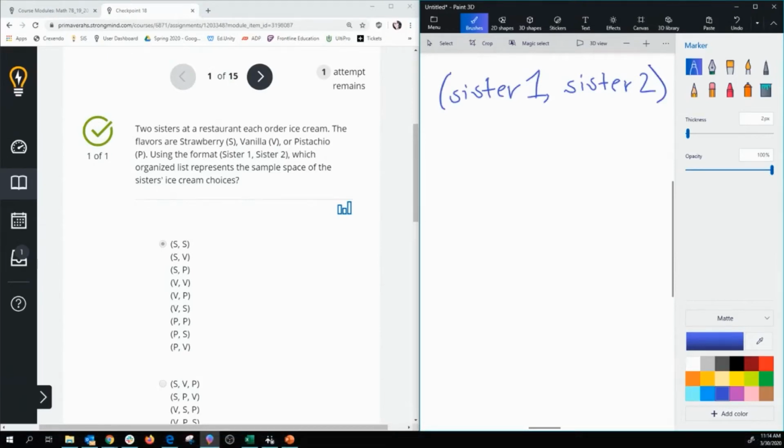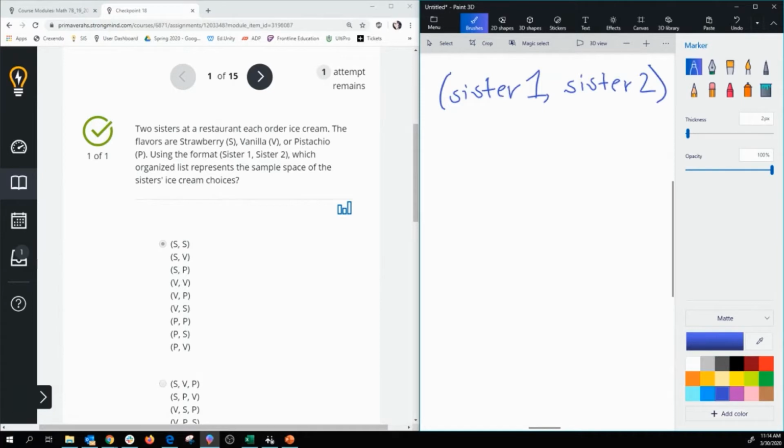All right, so checkpoint 18. The first question we have here says that two sisters at a restaurant each order ice cream. The flavors are strawberry, vanilla, or pistachio. Using the format sister 1, comma, sister 2, which organized list represents the sample space of the sisters' ice cream choices? So there's 3 different flavors, right?